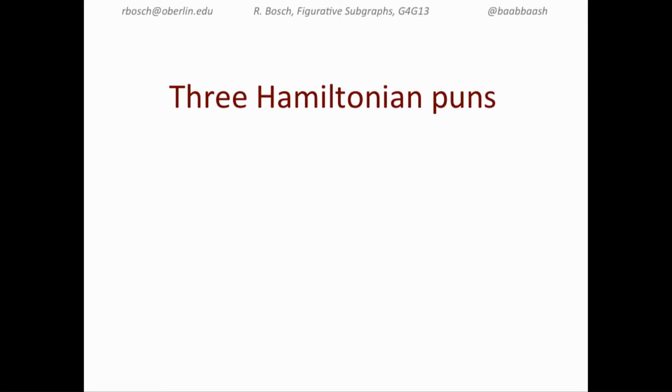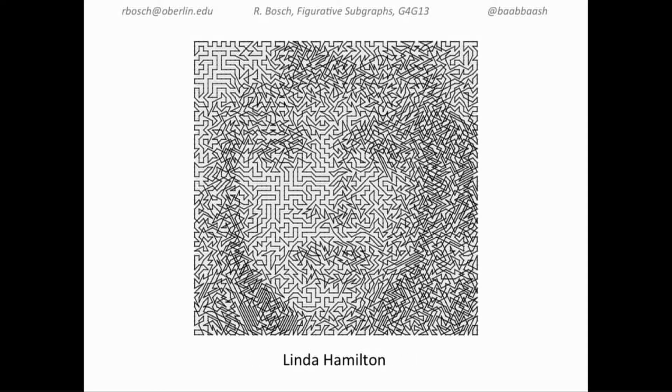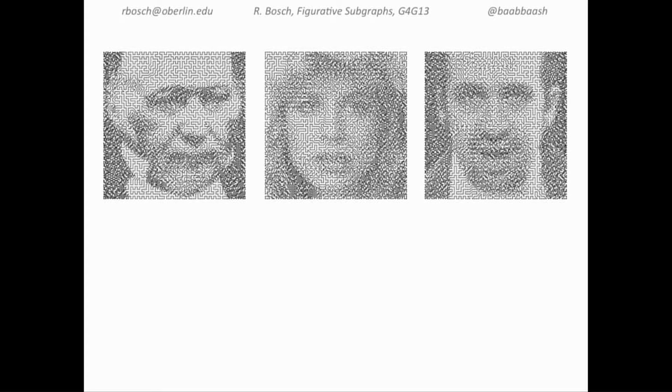So here are 3 Hamiltonian puns. Here's a Hamiltonian cycle rendition of William Rowan Hamilton, the Irish mathematician for whom these are named. Does anyone recognize this? Sarah Connor, Linda Hamilton, the actress, another Hamiltonian cycle. Lin-Manuel Miranda of the Broadway musical Hamilton. All 3 together. All these come from a 64 by 64 king-knight chessboard graph.